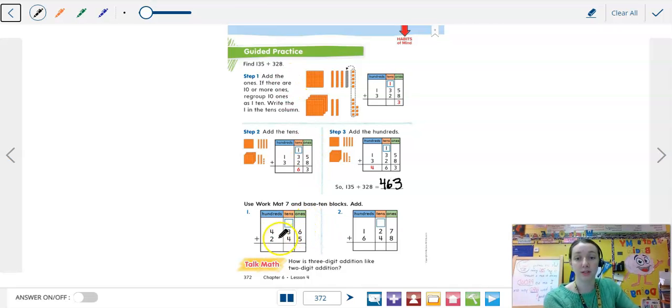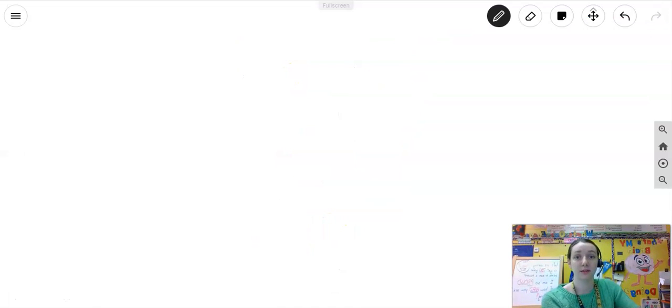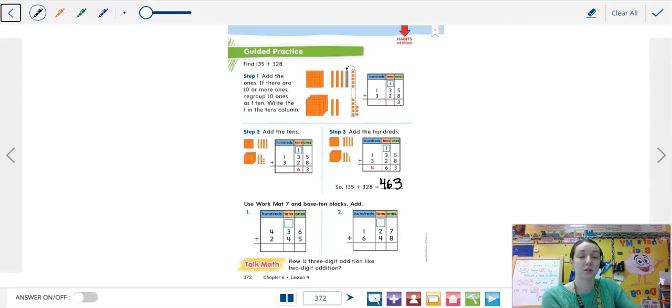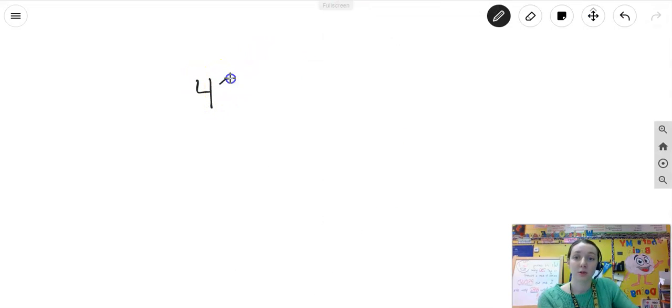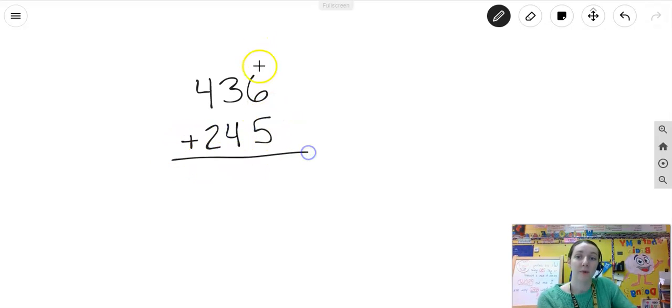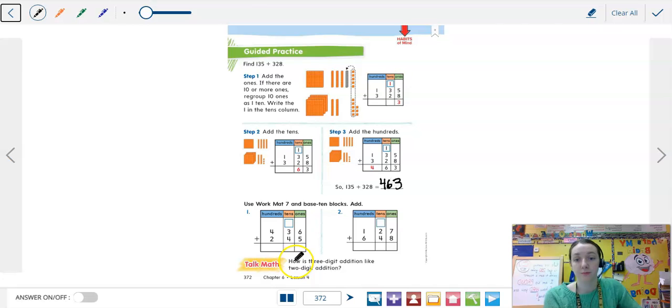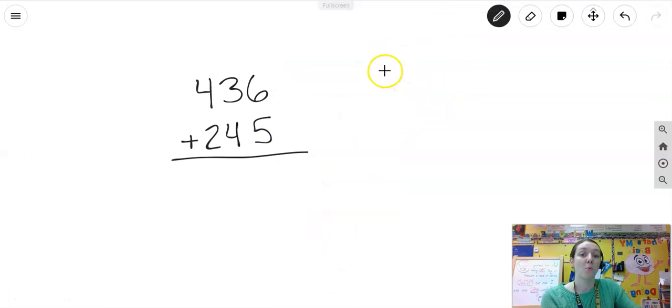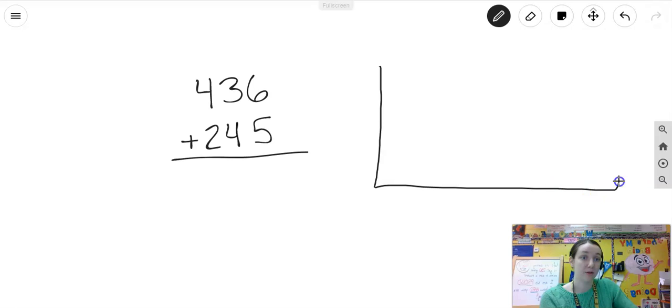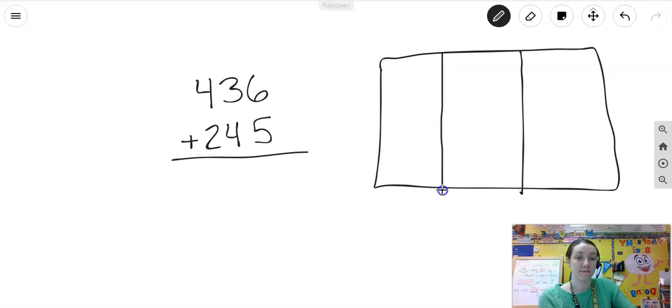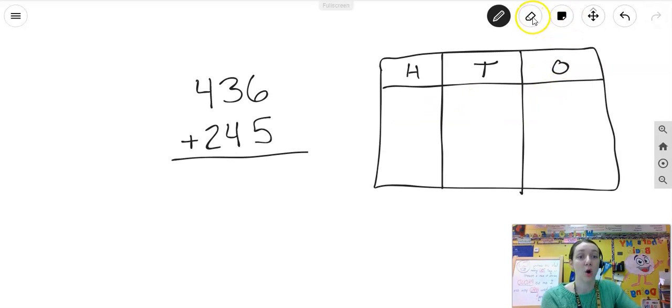All right, so we have 436 plus 245. So I have my ones lined up, my tens, my hundreds, even though I don't have my chart labeled. Okay, so what the Workmat would show you is it would have the 3 columns. And I'm just going to write the letters for sake of time. So you have hundreds, tens, and ones, and you would draw it to show you. So you have 400.